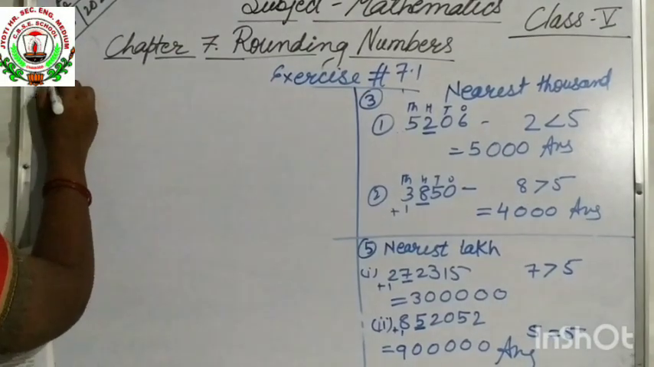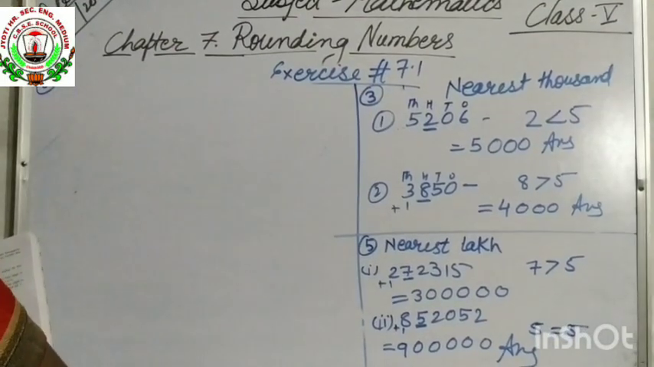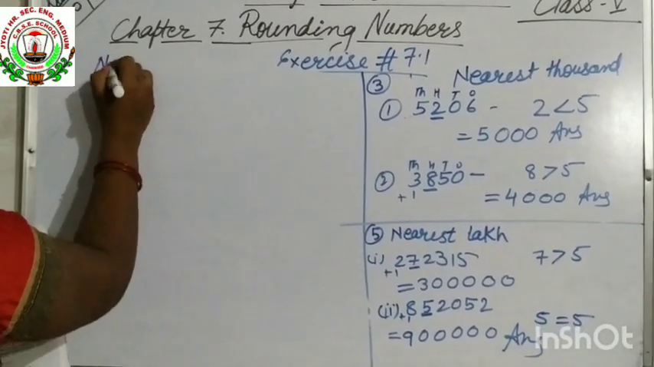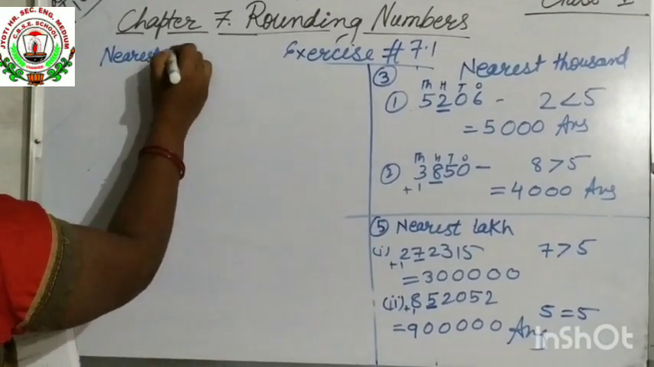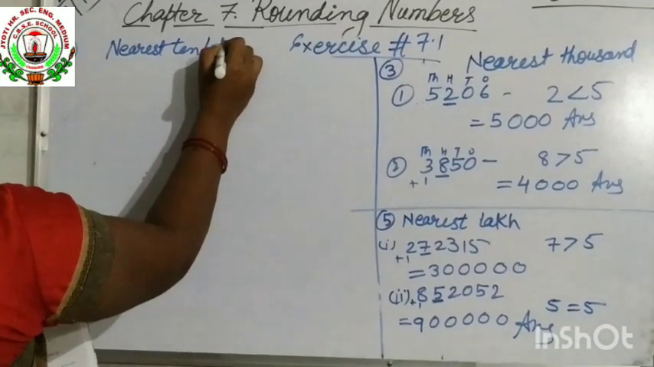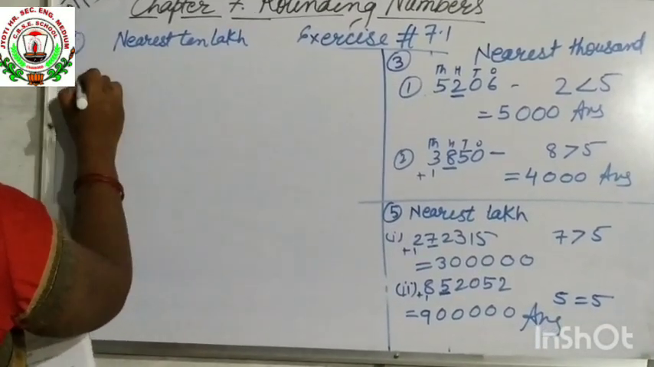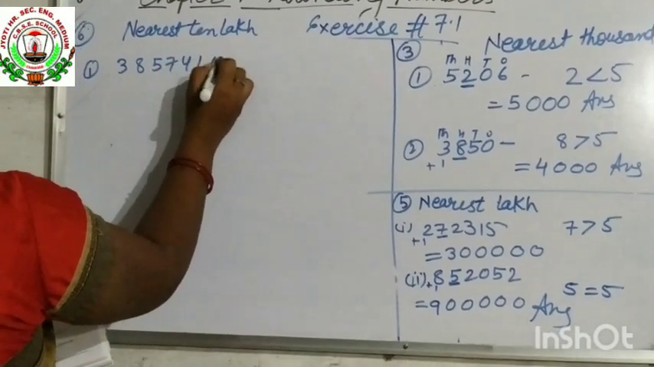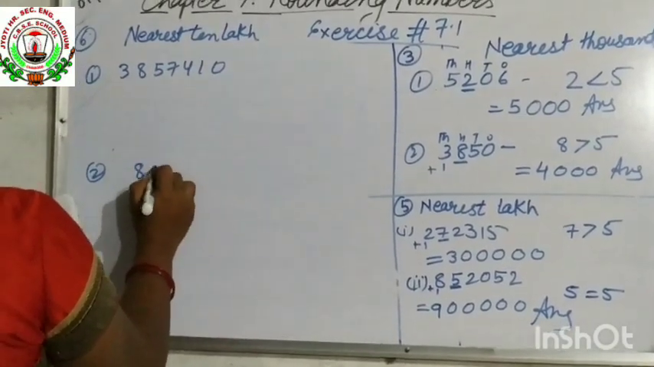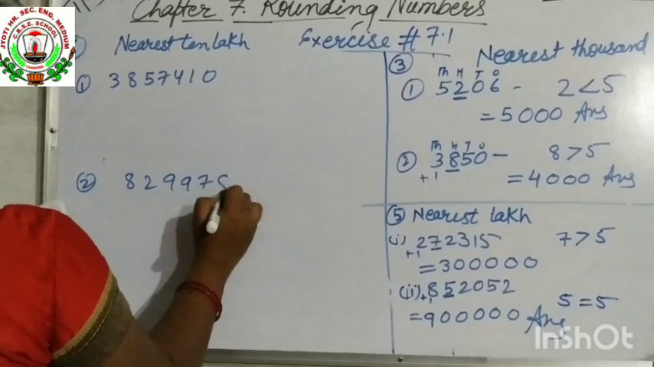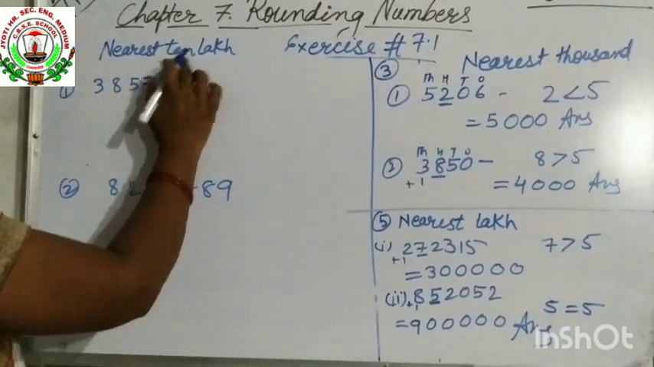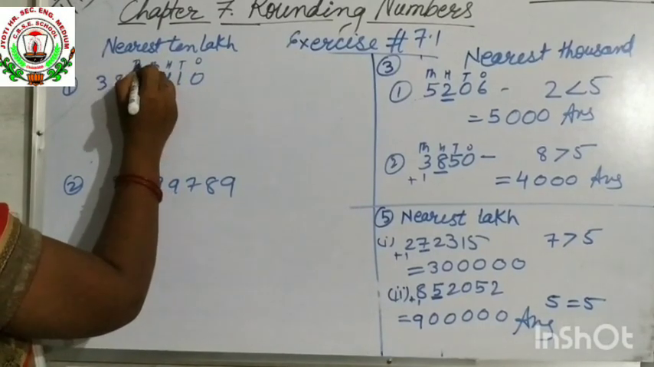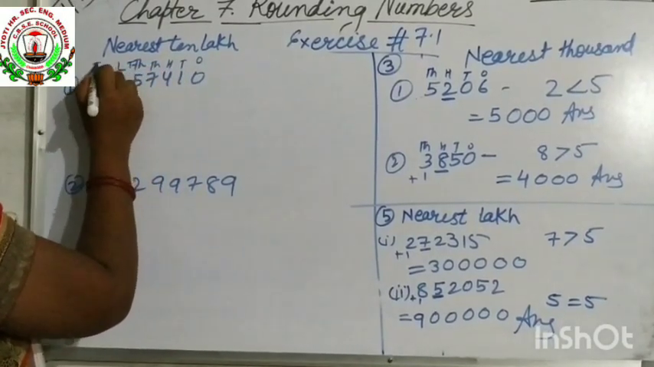Next question, that is question number 6. Nearest 10 lakh. Nearest 10 lakh, that is question 3857410 and 8299789. Here in nearest 10 lakh, it is ones, tens, hundred, thousand, 10,000, lakh, 10 lakh.